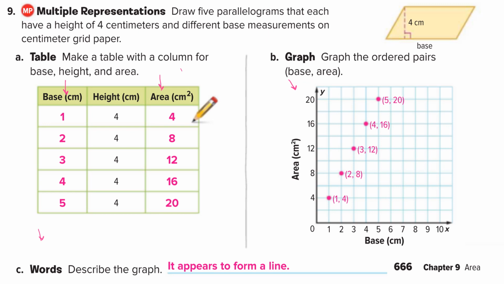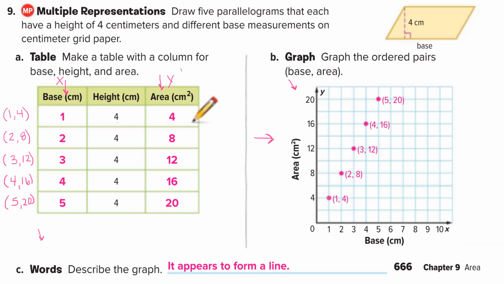Okay, if you drew a parallelogram that had a height of 4 and a base of 1, the area would have been 4. So your coordinate pair would have been, this is basically your x and this is your y, all right? So it would have been 1, 4, and then you would plot 1, 4. And then here, x is the base and y is area. So this would have been 2, 8, and this would have been 3, 12, 4, 16, 5, 20. All right, and then you would graph those in the chart.